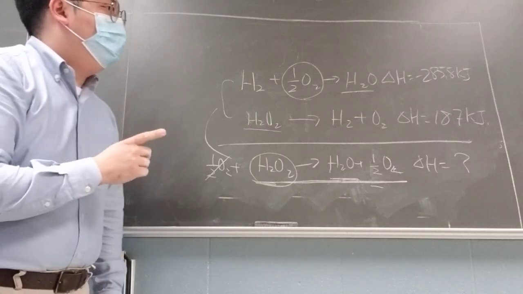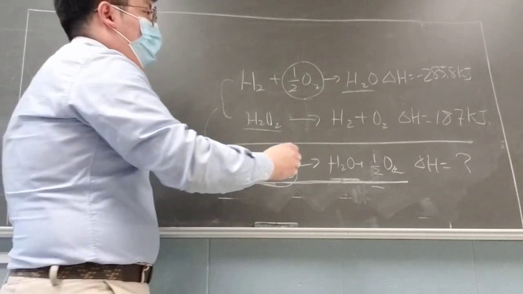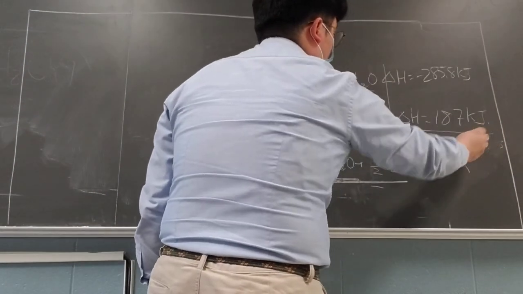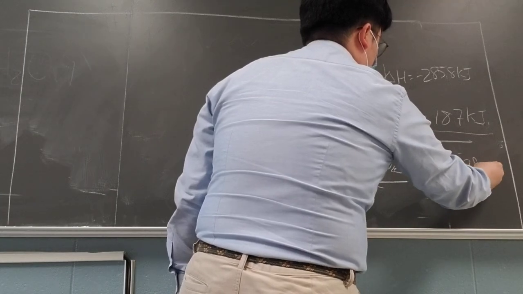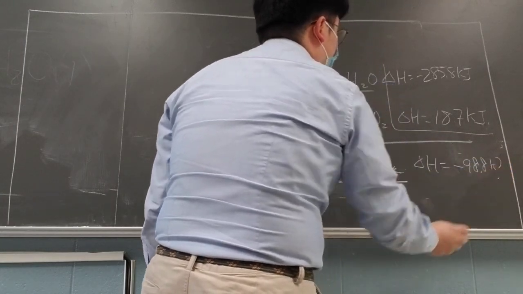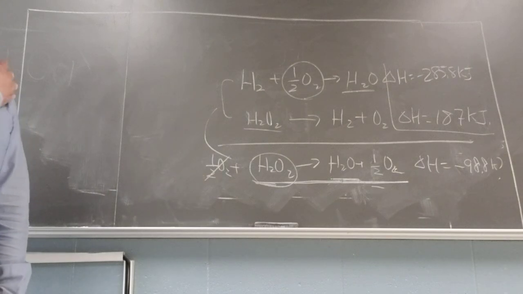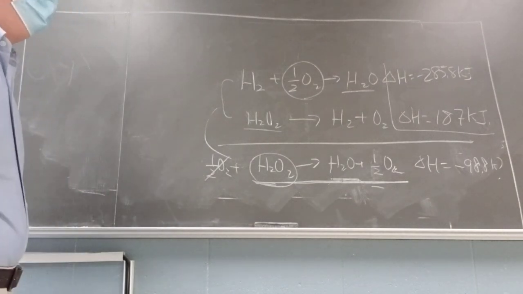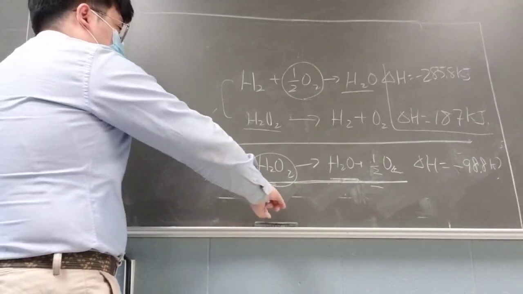So technically speaking, we didn't do anything here. So you just need to add these two numbers. That would be negative 98.9. Okay. It's pretty easy, right? I think this is a lot easier. This might be something you probably see more. Maybe not too long.